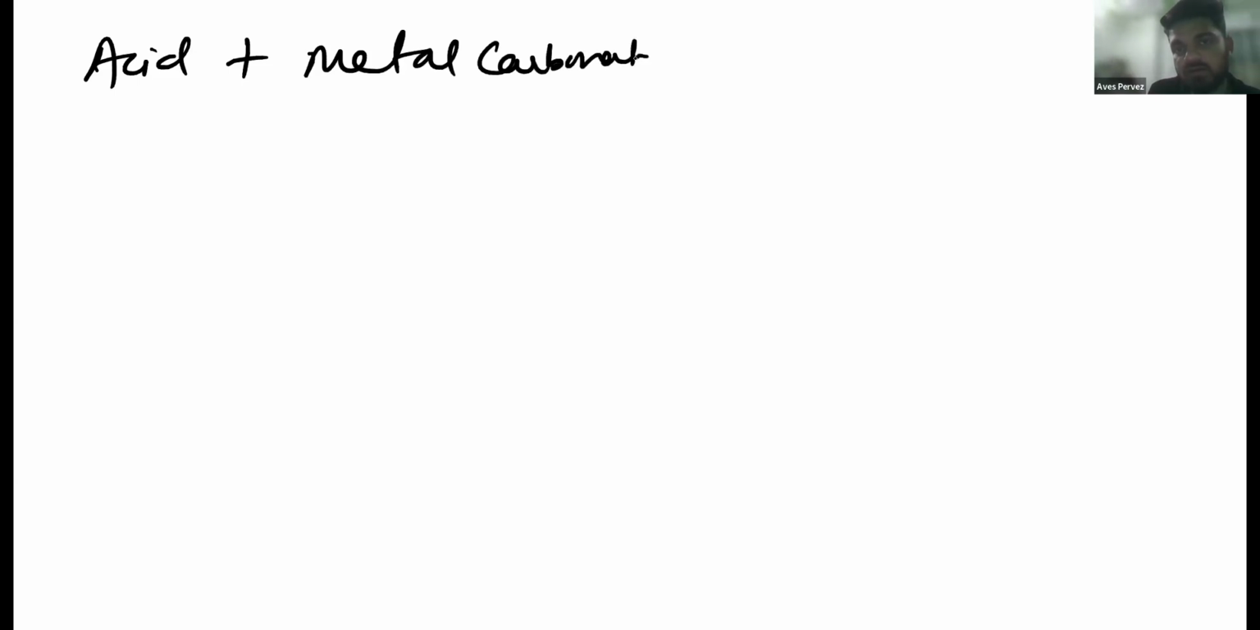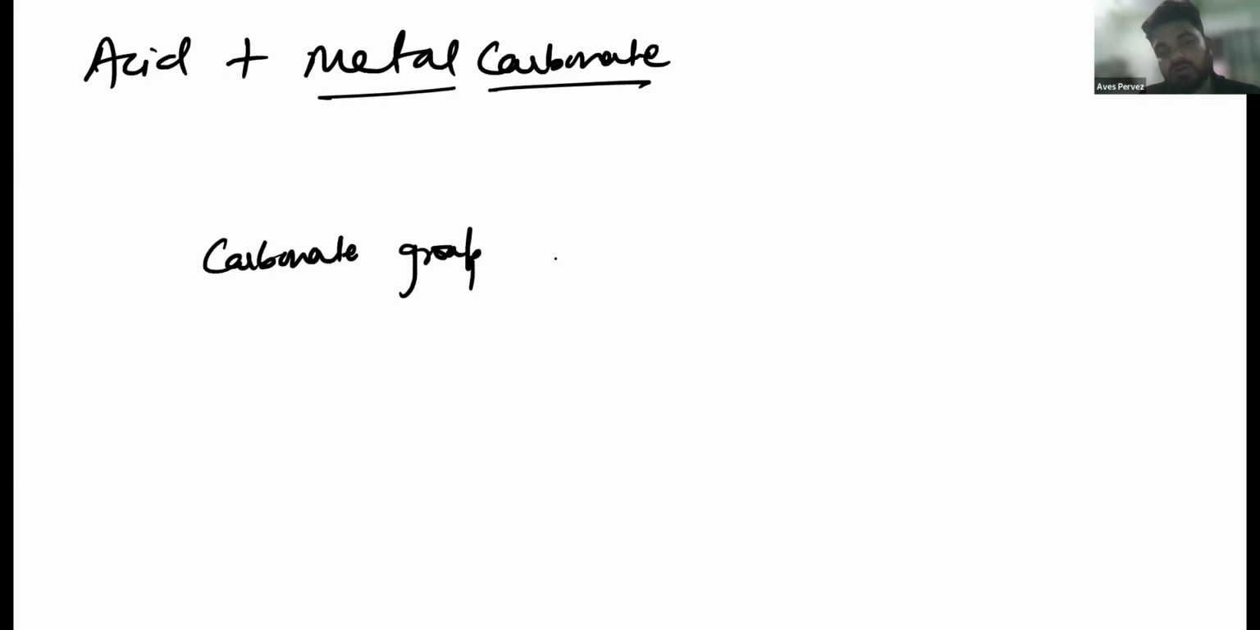The next property of acid is acids when they react with metal carbonate. What is metal carbonate? Metals, and the carbonate group is actually CO3. Okay, got it? Carbonate is actually CO3. So if I say that this is the carbonate group, CO3 minus 2, and it is attached with metal, it will form metal carbonate.